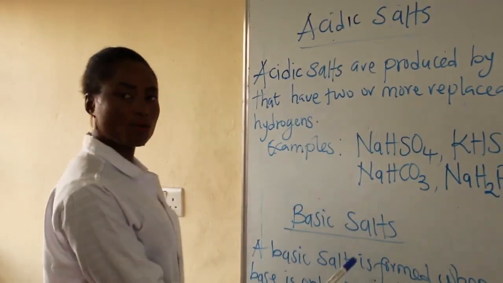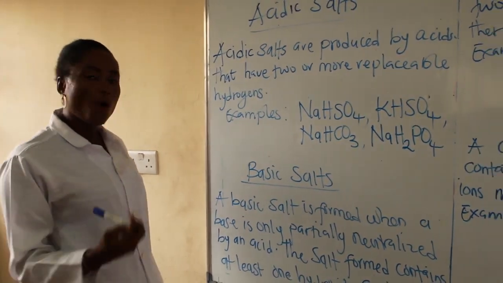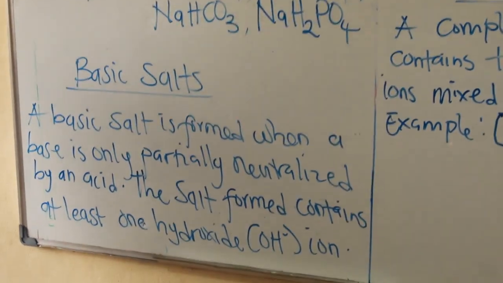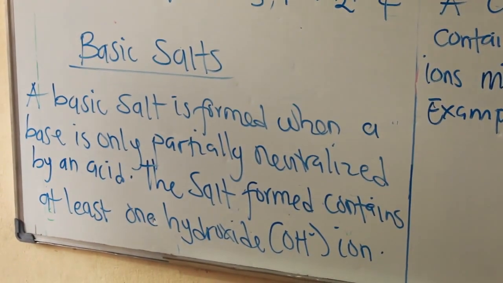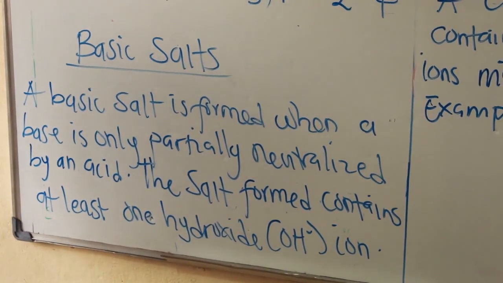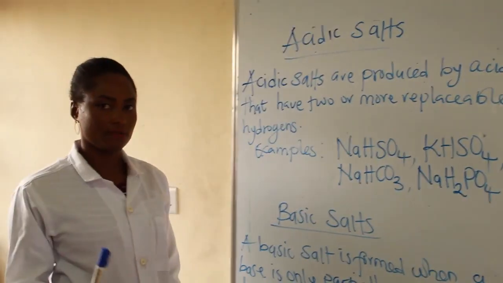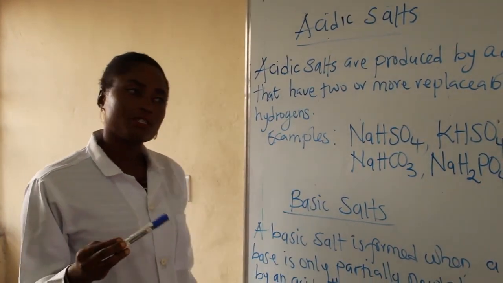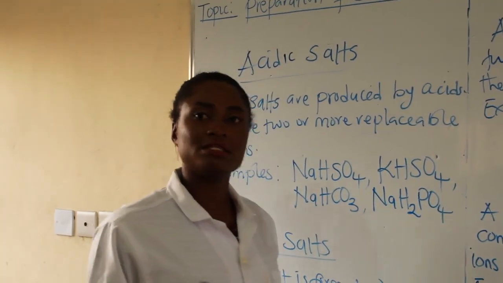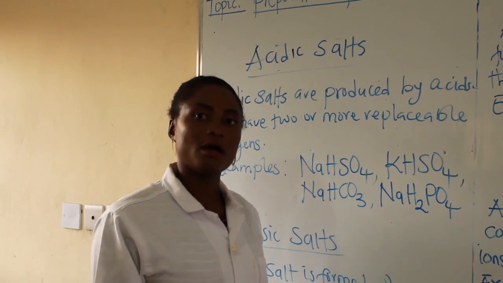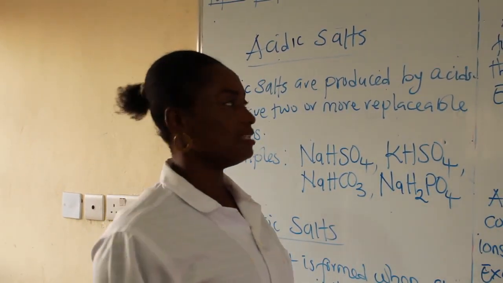Okay? Now, basic salt. A basic salt is formed when a base is only partially neutralized by an acid. Now, the salt formed contains at least one hydroxide ion. Of course, you know the formula for hydroxide ion as OH negative. So, how do you differentiate a basic salt from acidic salt? An acidic salt contains hydrogen in the compound, while a basic salt contains hydroxide ion in the compound.